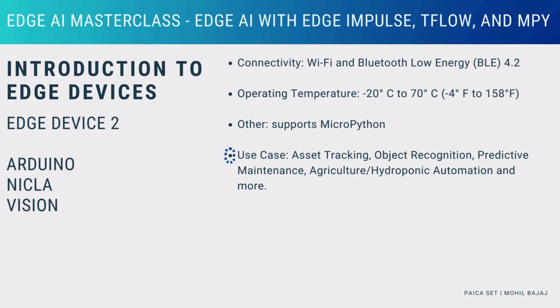Another interesting application could be in hydroponic automation, where it could be used to provide data on crop harvesting time, as well as to detect weed and pests in crops. And that is all for the Arduino Nicla Vision. In the next video, we will look at one of Nicla Vision's closest competitors, the OpenMV Cam H7 Plus. See you there.